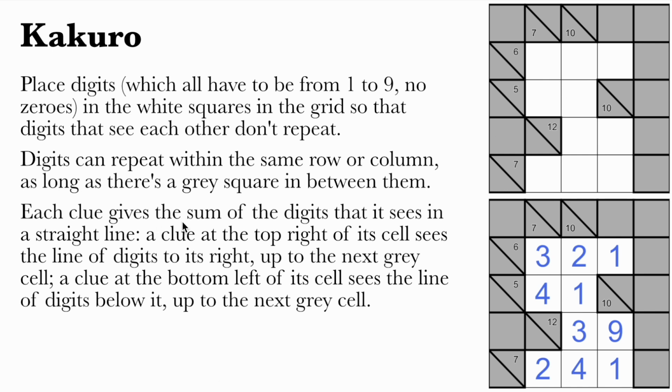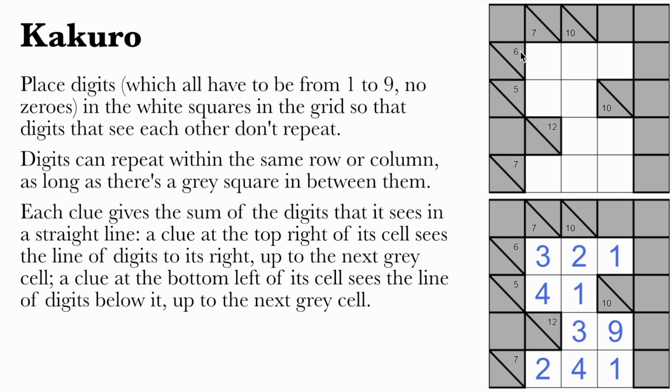Each clue gives the sum of the digits that it sees in a straight line. A clue at the top right of its cell sees the line of digits to its right, up to the next gray cell. A clue at the bottom left of its cell sees the line of digits below it, up to the next gray cell. So, for example, this 7 clue here is in the bottom left triangle, which means it is referring to the 2 cells below it.